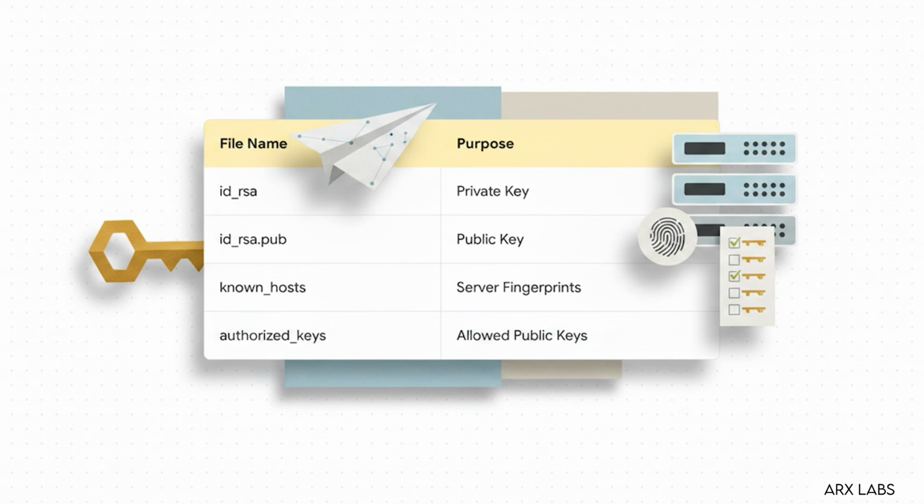Basically, the first time you connect to a new server, SSH saves its unique fingerprint here to protect you against man-in-the-middle attacks down the line. Pretty neat, right? And finally, the authorized_keys file. Now, this one lives on the remote server. Think of it as a VIP list for the club. It contains all the public keys that are officially allowed to log into that specific machine. If your public key is in that file, you are getting in.